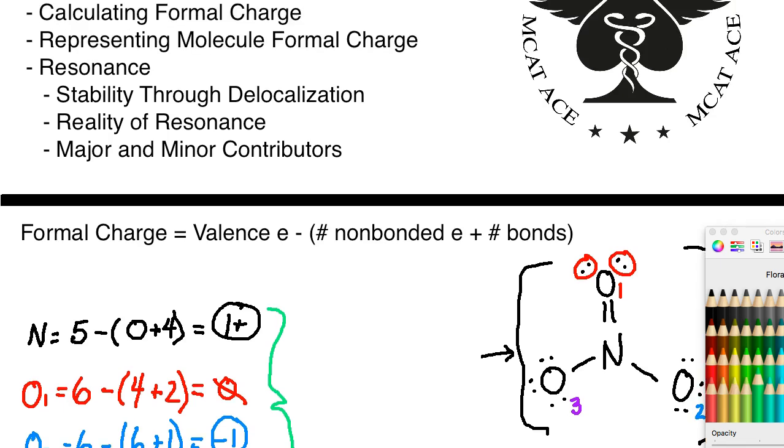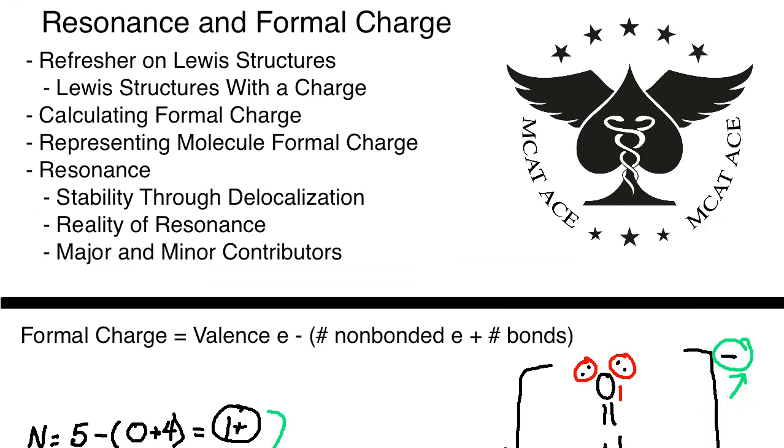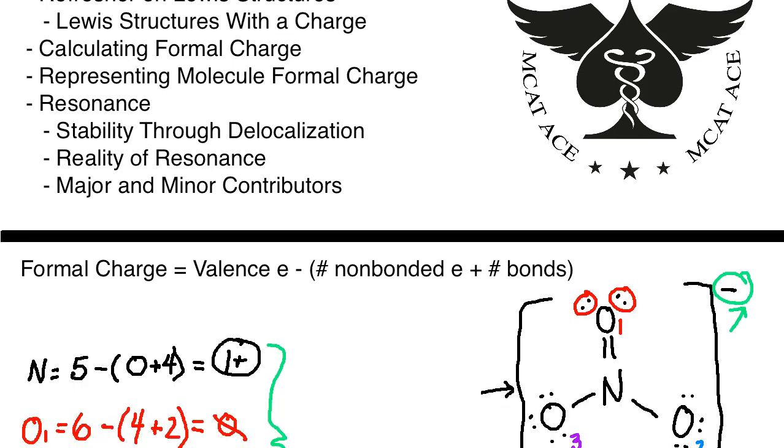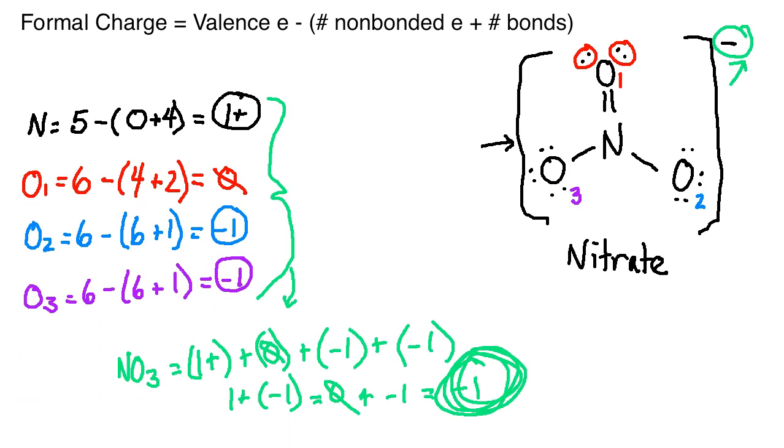So if we scroll back up here for a second, let's take a look at this. We did our refresher on Lewis structures. We did the Lewis structure with a charge, that was the nitrate. We calculated formal charge using our equation, and then we did a representing molecule formal charge. So in other words, we took the NO3 and we showed why it has that negative associated with the brackets up there. So now we need to discuss resonance, because what I've shown you here is really only one part of the overall picture in terms of what's going on with this molecule. All right, so let me erase some of the whiteboard, and then we're going to get ready to discuss resonance here in a second. So give me a second to clean this up, and then we'll discuss that.